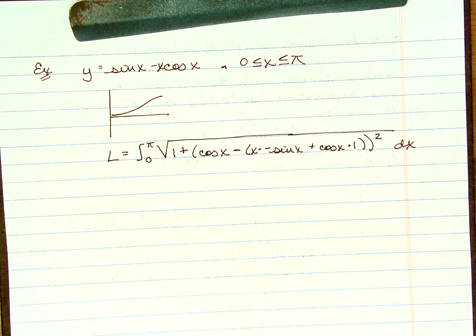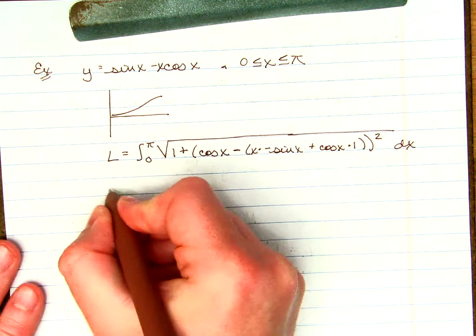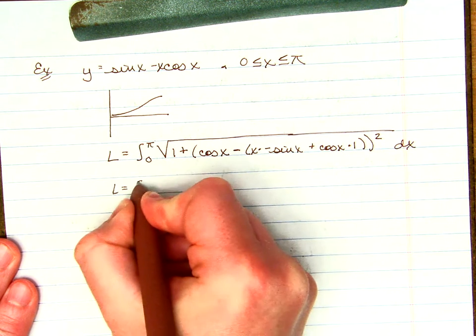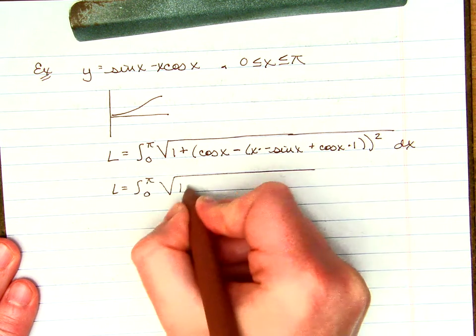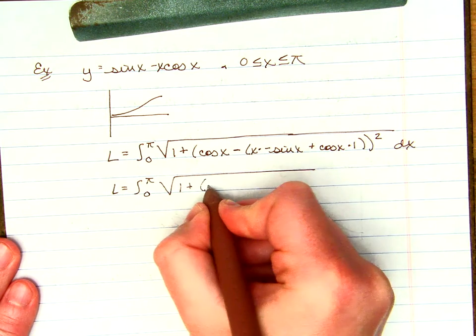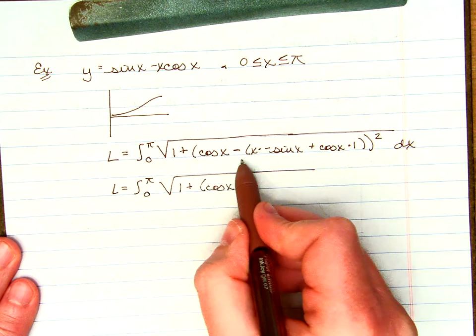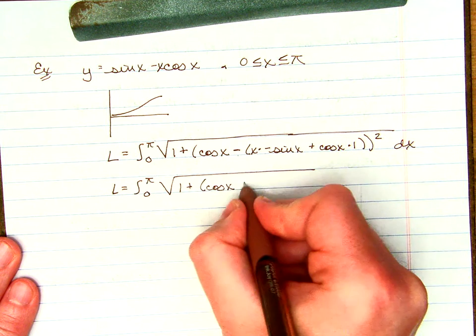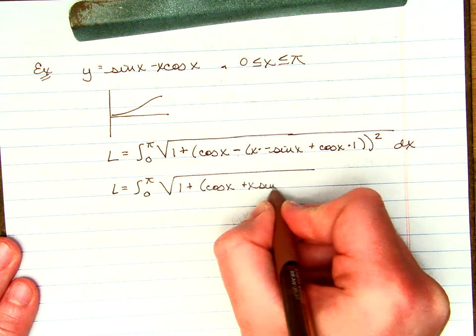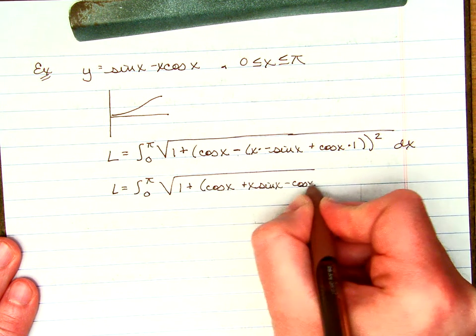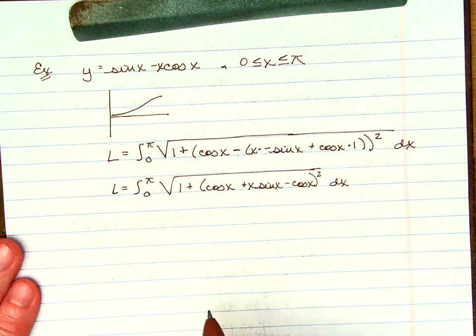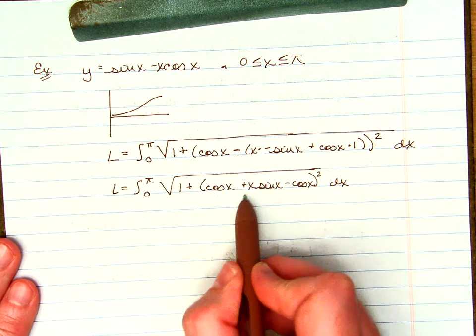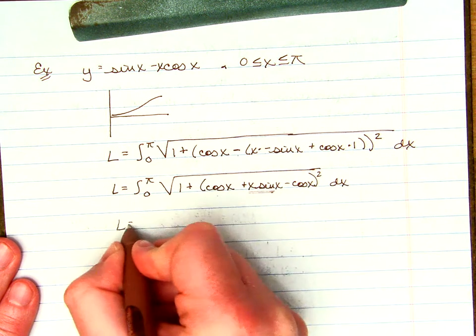I mean, I guess at this point I could go to the calculator, but if I can simplify this, it's going to make the calculation easier on the calculator. So let's see. L is the integral from 0 to pi of the square root of 1 plus, okay, cosine x. Distribute that negative, and the double negatives will turn that into x sine x minus cosine x, that thing in parentheses, squared, dx. Actually, that's kind of nice. The cosines cancel. I'm just going to end up squaring that, which I think I could probably handle.